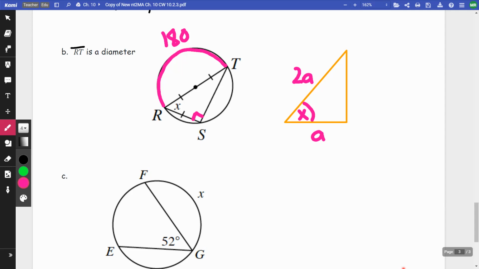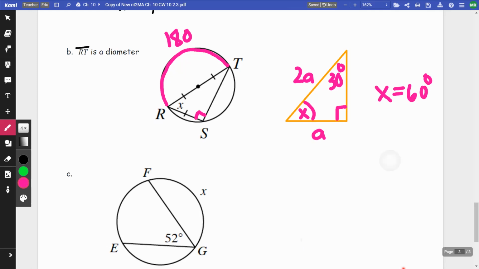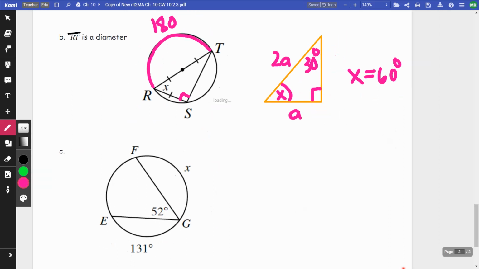So in this case, the side across from the 90 degrees is your hypotenuse. Your 30 degrees is always opposite that. So that's going to be 30 degrees, which means my x is going to be 60 degrees using the idea of 30, 60, 90. On letter C, they want us to find this arc measure over here.